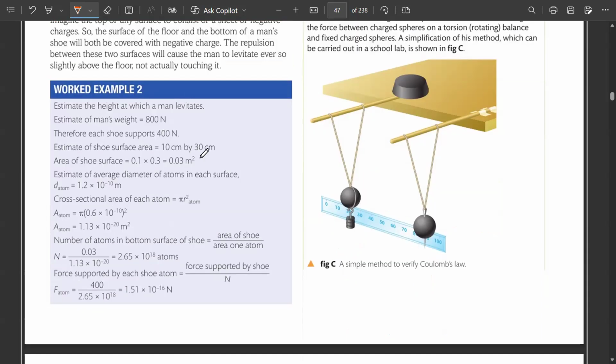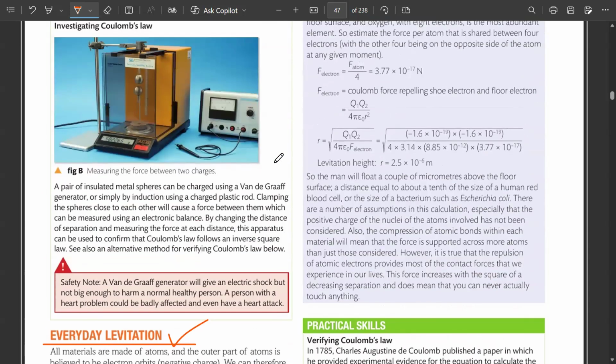और वहां से आपके पास निकल आता है, estimate the height at which the man levitates. ये आपने अभी नहीं करना है, इसको बाद में देखेंगे. This is a completely different concept.